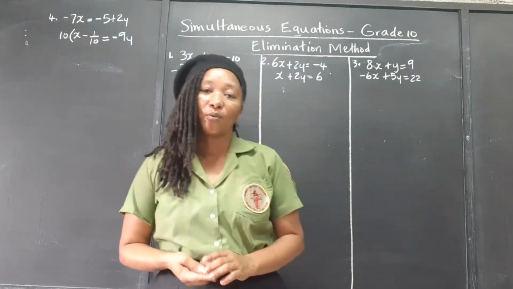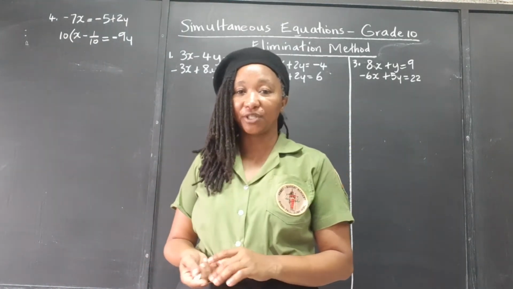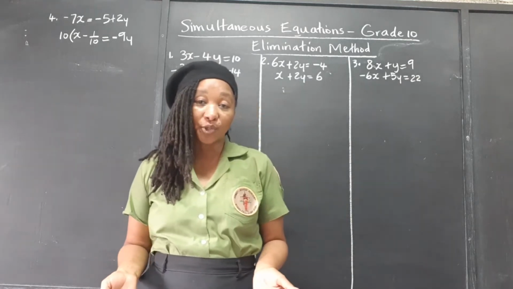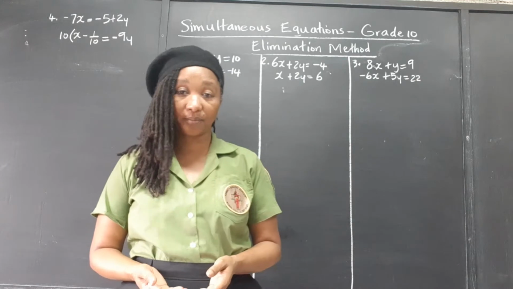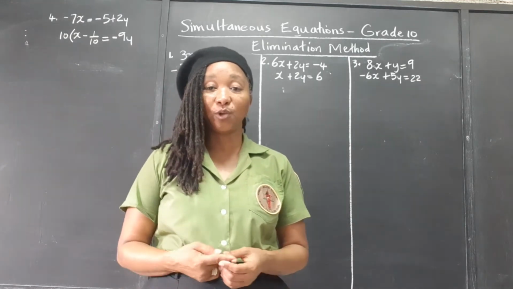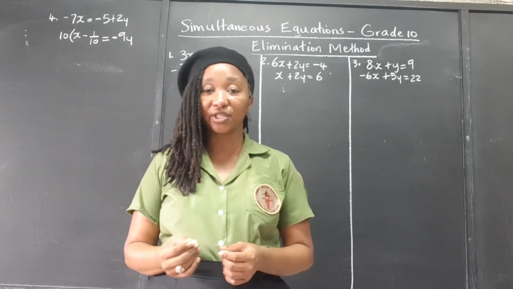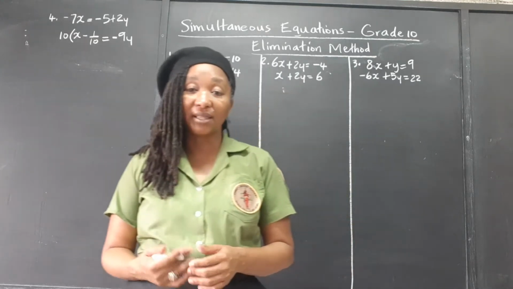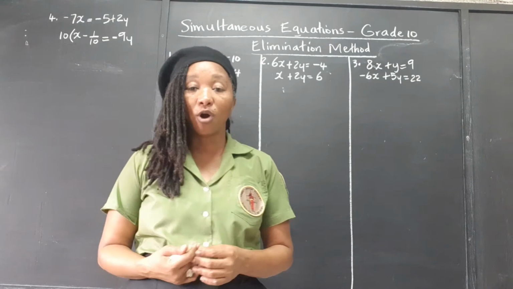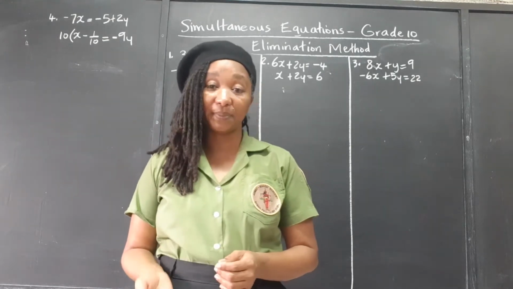Alright, so we're looking at the method of elimination. Now, we also need to know, what does the word simultaneous mean? Simultaneous, if you look for the word simultaneous in the English dictionary, it will tell you that it means occurring at the same time. So two or more events occurring at the same time.